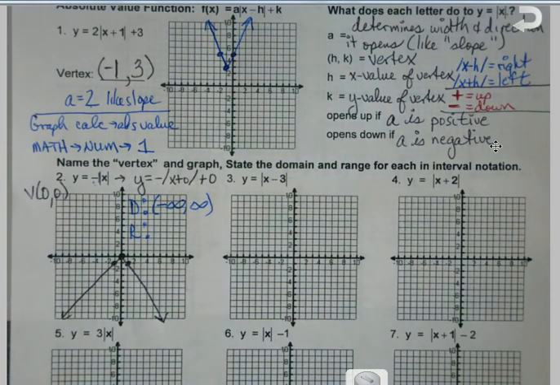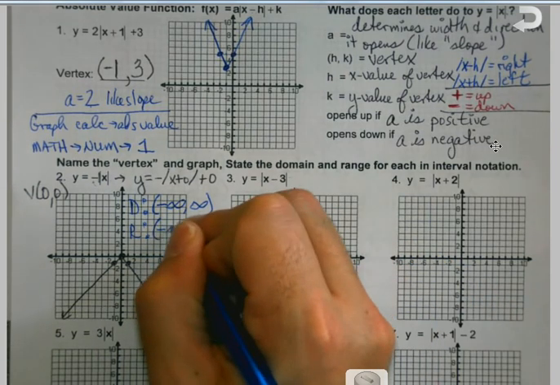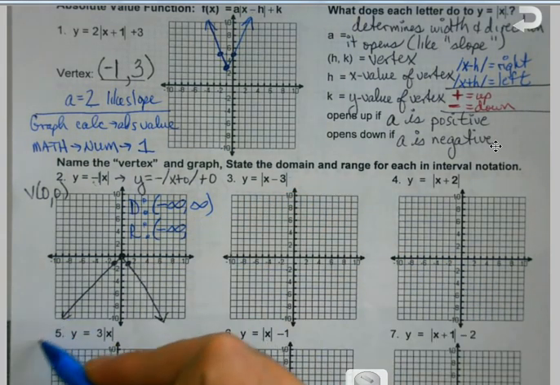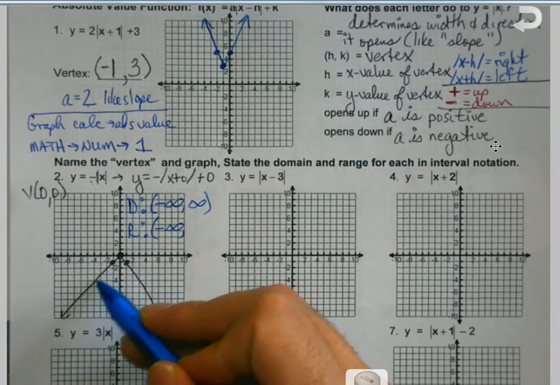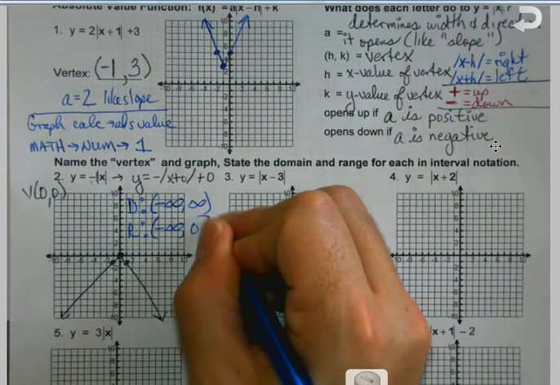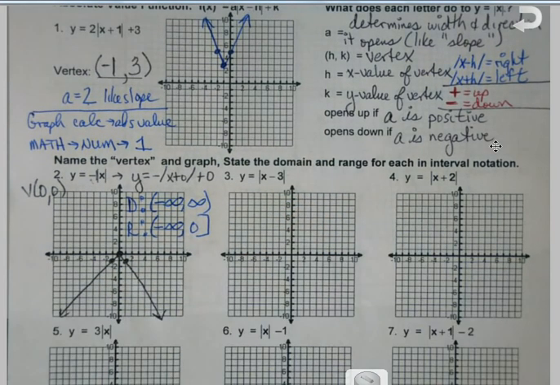Now my range, however, is a little trickier. Remember, range is from bottom to top. Well, the bottom looks to be going down forever. Okay, so that's negative infinity. But where's the top point? I don't think it goes up forever. 0. Bracket. Because that value is included, and I'm set. But again, your domain basically for these is always going to be negative infinity to infinity, unless we get something weird going on here. But you'll start to get the hang.